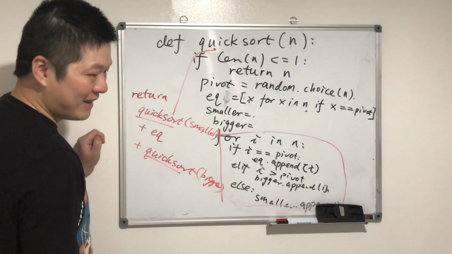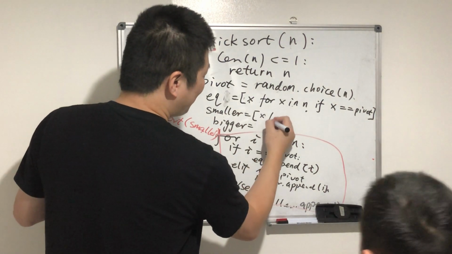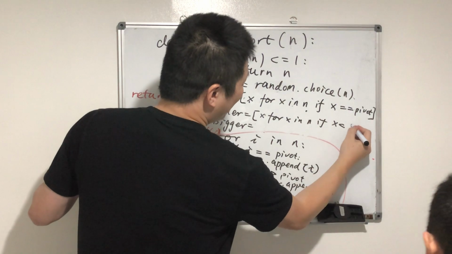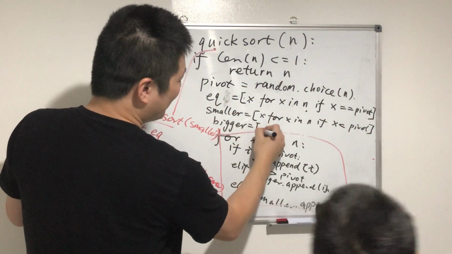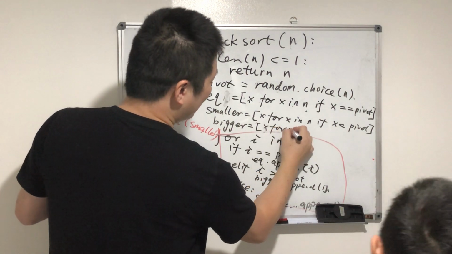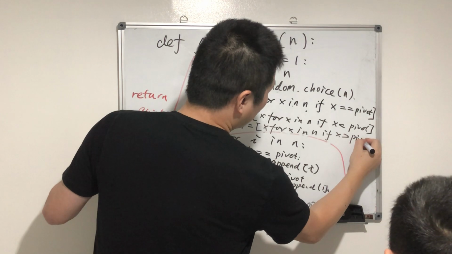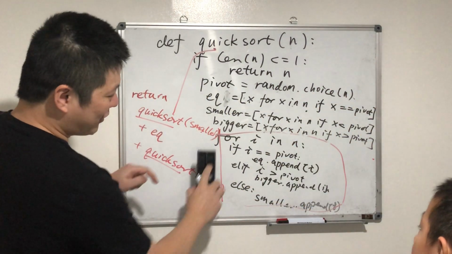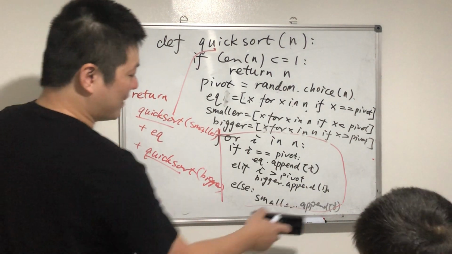Okay. So what should I do for the smaller part here? X for x in n if x smaller than pivot. Okay? And what's the bigger part here? X for x in n if x bigger than the pivot. Okay, this is the same thing as this, yeah? And we don't need this. And then return QuickSort smaller plus equal plus bigger, right?